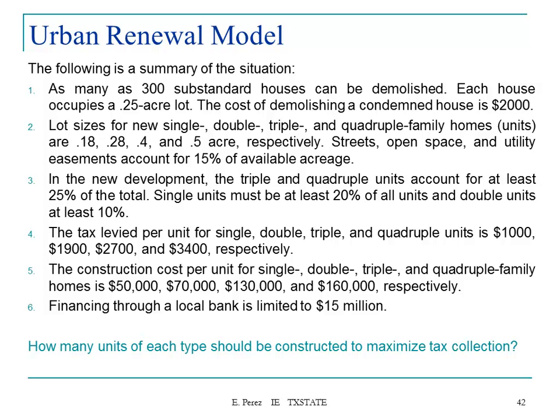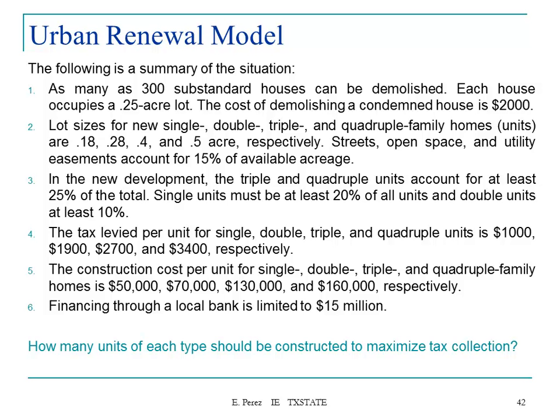So this is a summary of the situation. We have 300 substandard houses that can be demolished. Each house occupies this space, and the cost of demolishing a house of this type is $2,000. Then we have lot sizes required for single, double, triple, and quadruple family homes, and those are listed here. These are the requirements in terms of space. We also need to consider that street open space and utility easements account for 50% of the available space.